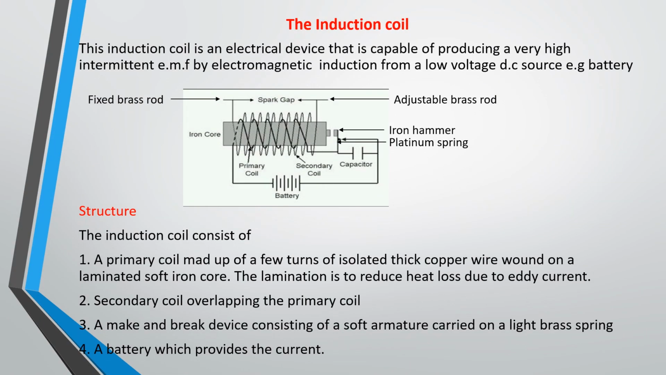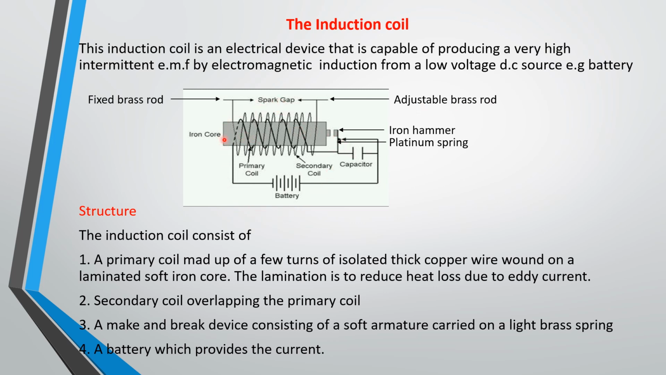Okay, so the ignition coil. The ignition coil is an electrical device that is capable of producing a very high intermittent EMF by electromagnetic induction from a low voltage DC source or battery. Okay, so that is an ignition coil, and then this is just a brief drawing of it.